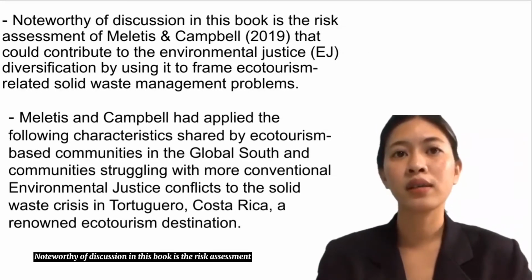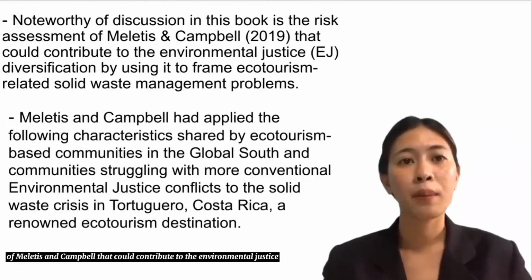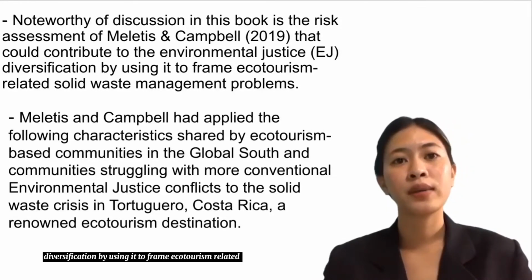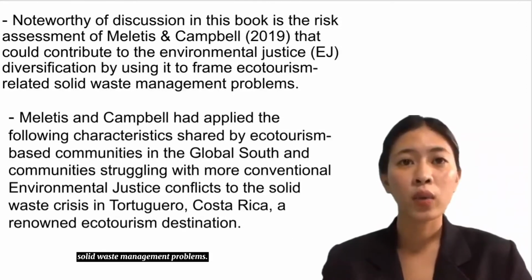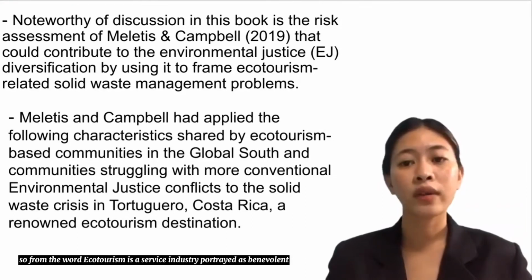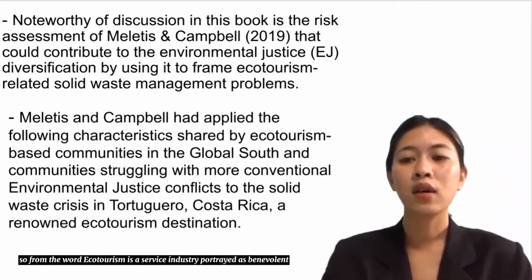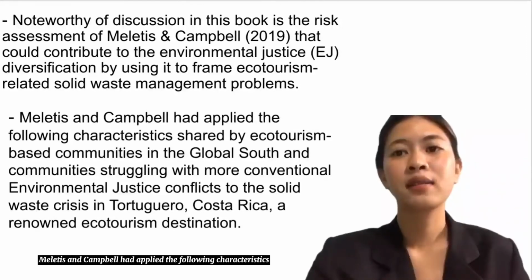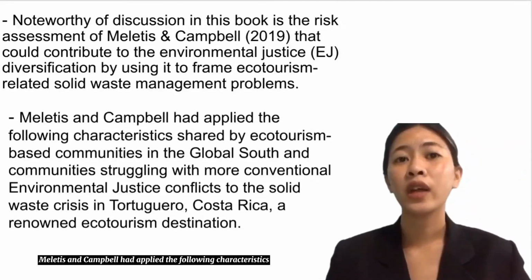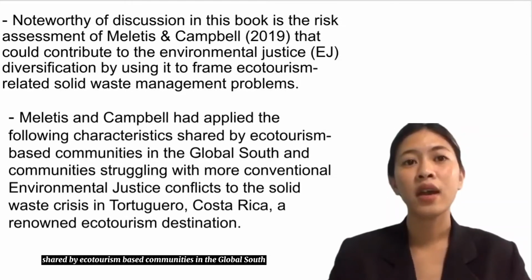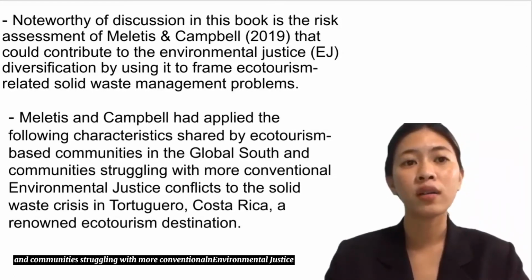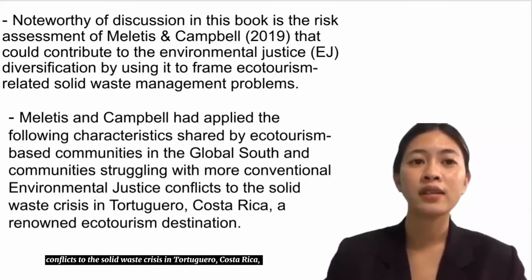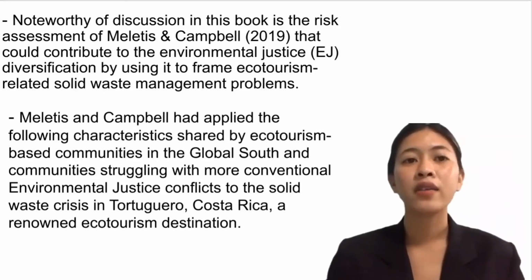Noteworthy of discussion in this book is the risk assessment of Melatiz and Campbell that could contribute to the environmental justice diversification by using it to frame ecotourism-related solid waste management problems. Ecotourism is a service industry portrayed as benevolent, providing benefits, and benign, reducing negative impacts. Melatiz and Campbell applied the following characteristics shared by ecotourism-based communities in the global south and communities struggling with more conventional environmental justice conflicts to the solid waste crisis in Tortuguero, Costa Rica, a renowned ecotourism destination.